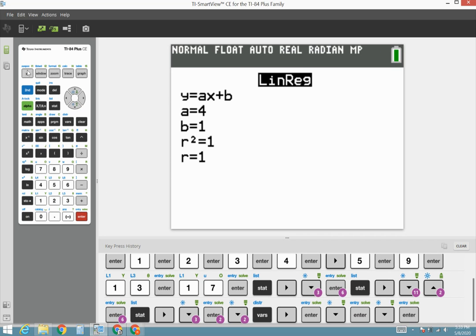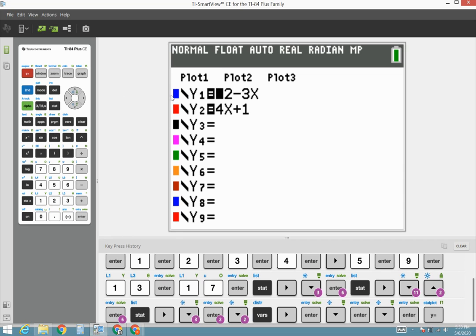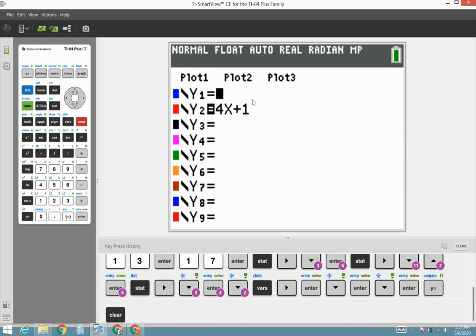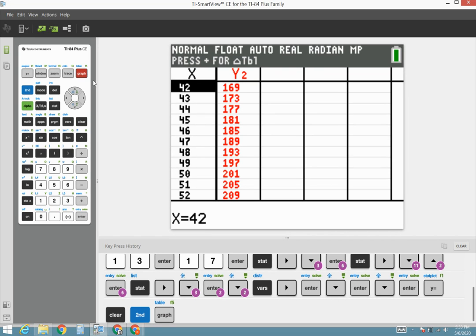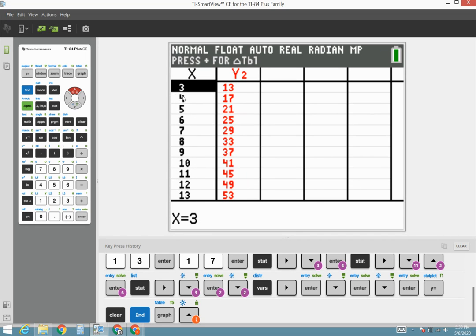I'm going to go back to my y equals. This was my old one, and I'm going to get rid of that one. This is that new linear sequence, or function, I just put in. If I want to know the next three, I'm going to go to the table, and they gave me 4 entries, so I need entries 5, 6, and 7.